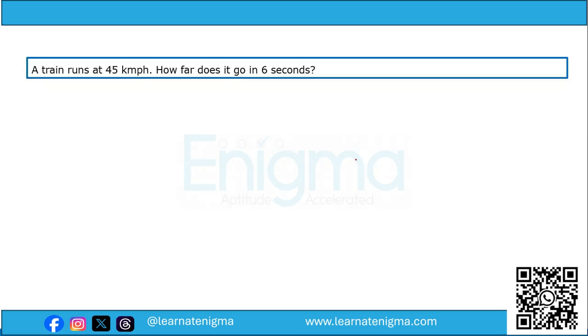A train runs at 45 kilometers per hour. How far does it go in 6 seconds? Now, the basic formula for distance is speed into time.